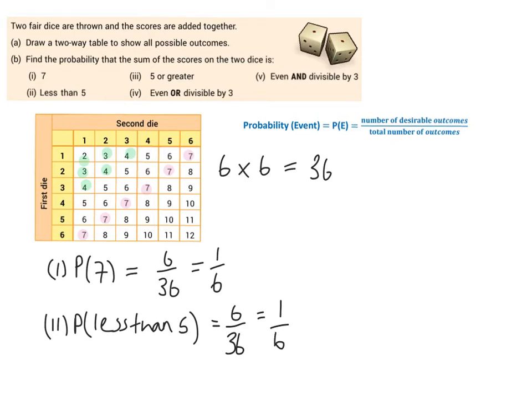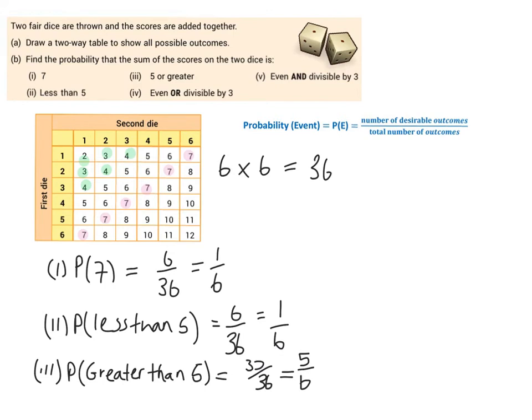Now let's have a look at the probability that it is greater than 5. Well, very simply, if 6 out of the 36 outcomes are less than 5, that means that there's 30 outcomes that are 5 or greater. So it's 30 out of 36, which is going to leave me with 5/6. And that's our probability there.